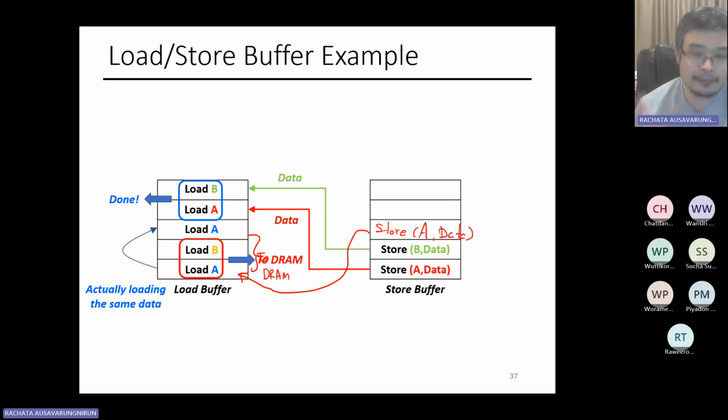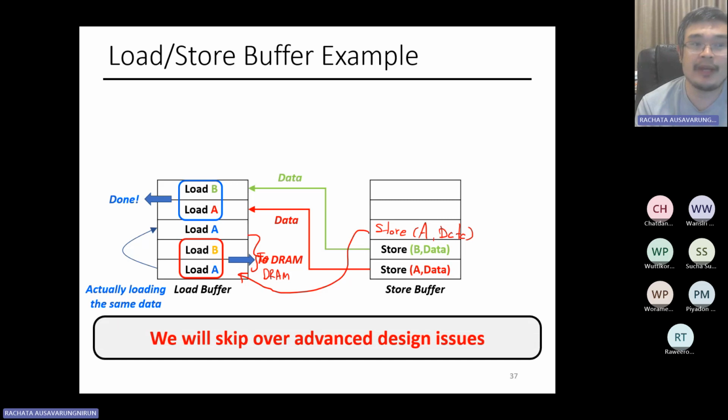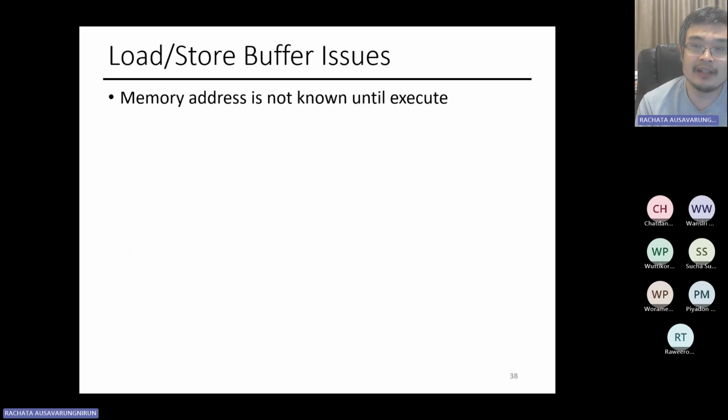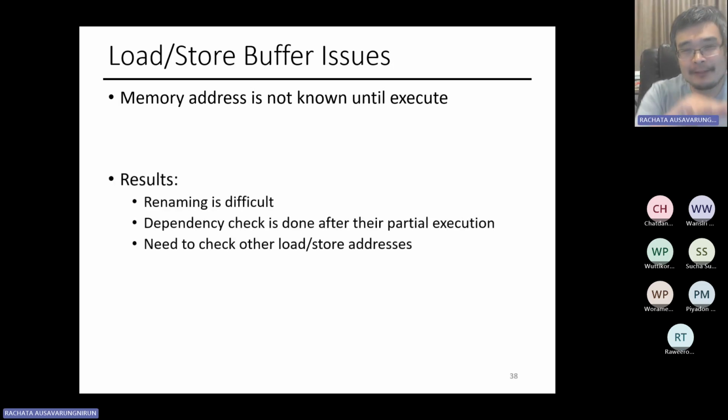Okay. So for this particular example, we skipped over some advanced design issues, which include things like sometimes we don't know the address until you execute. Like, I don't know where I'm loading from. I don't know the address. So this means that renaming for the address can be more difficult than just the typical data. You need to perform partial execution to know the address I want to load, and sometimes this depends on other loads and stores. So by the time you have the address, it's too long.